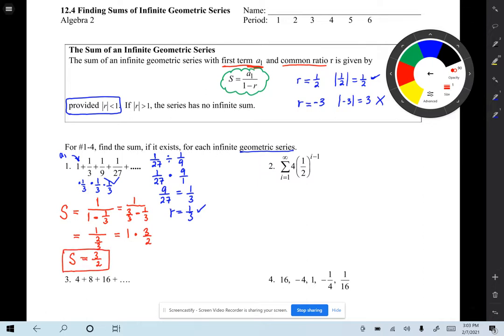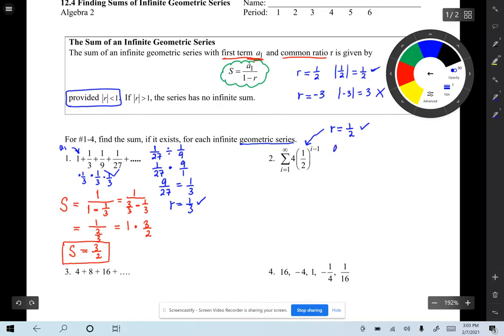Okay, example number 2. We know the common ratio is in parentheses, so r is 1/2, and that checks because the absolute value of 1/2 is less than 1. Okay, we need to find the first term. So the first term, replace i with 1. So 4 times 1/2 to the 1 minus 1, which is 4 times 1/2 to the 0 power, and any number raised to the 0 power is 1. So the first term is 4. And we have our 2 pieces of information that we need. Guess I could have started over here also.